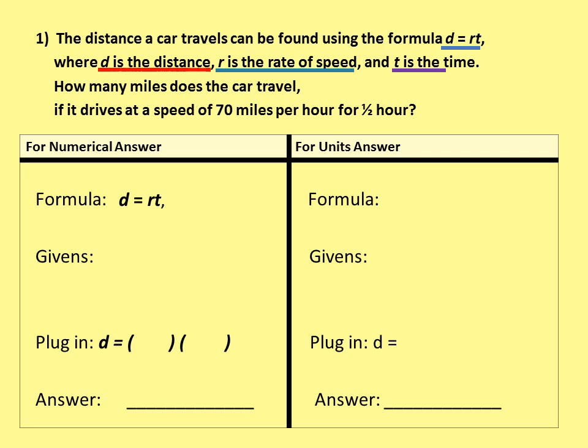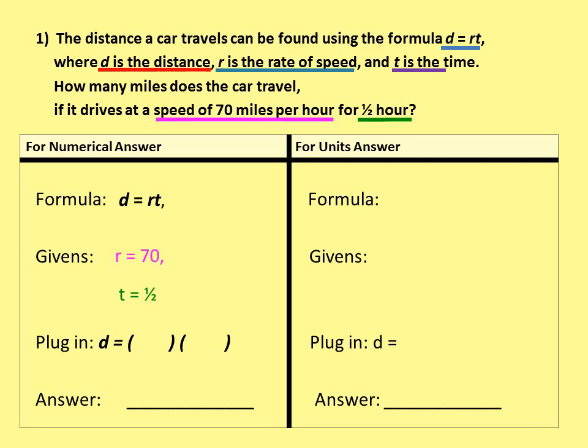Okay. How many miles does the car travel? Notice we're not looking for the time. We're not looking for the rate. We're looking at how far it goes. How many miles? That's distance. Okay. If it drives at a speed of 70 miles per hour, oh, that's a given. And that's my rate, isn't it? Write it down under the givens. Then it goes on to say it went for a half an hour. Hour is time, so let's write that down. Okay, got that? Circle it and write it down or underline it.